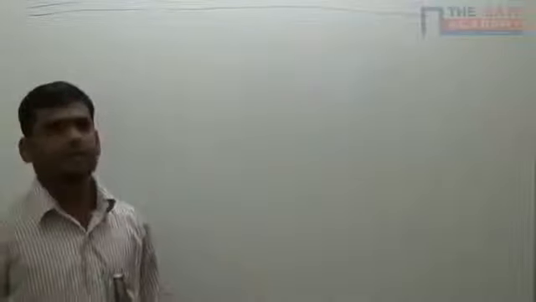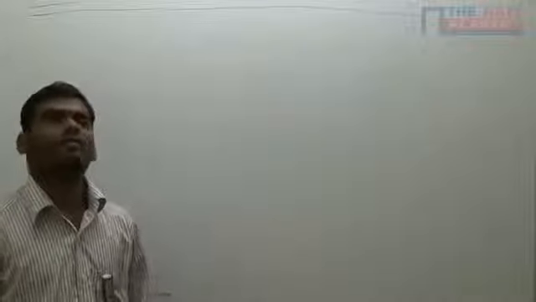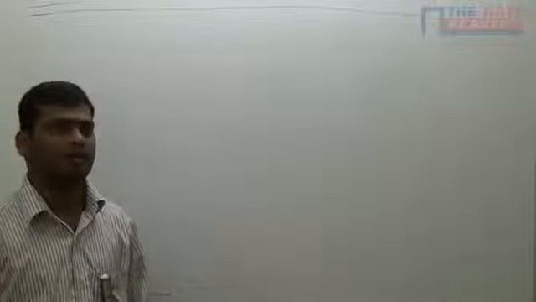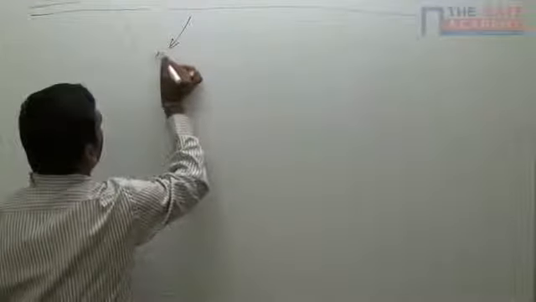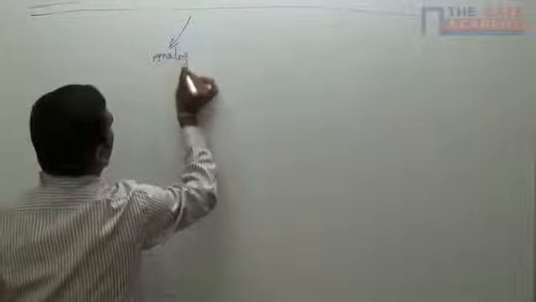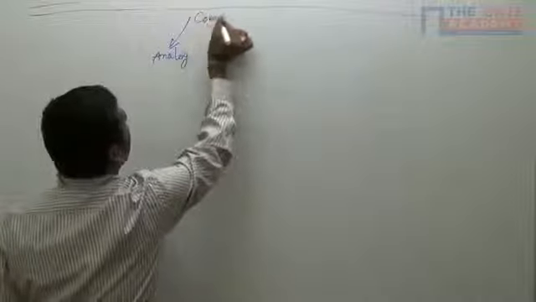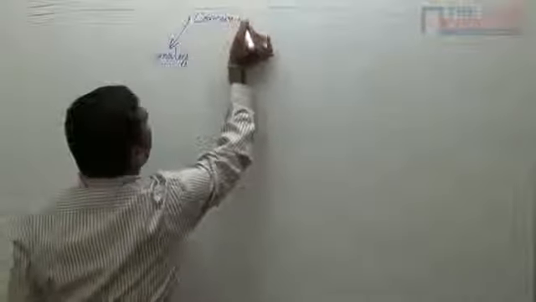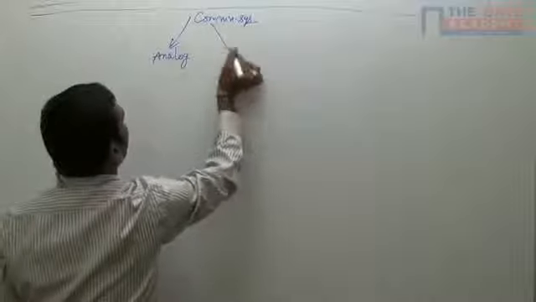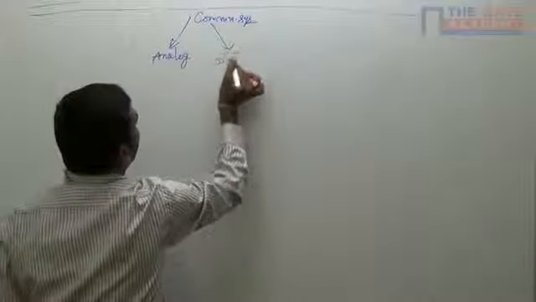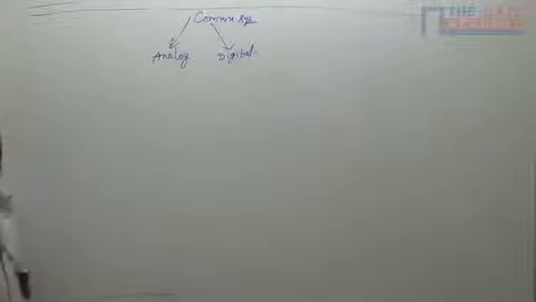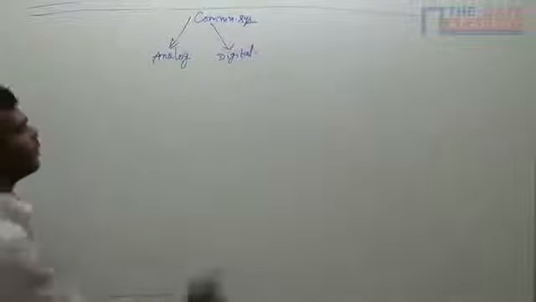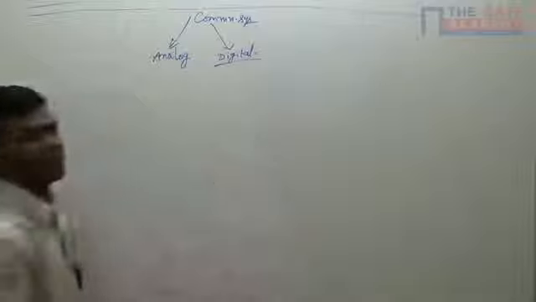Now we are going to discuss communication systems. These communication systems we can broadly divide into two parts. The one is analog communication systems, and the other is digital. So first we'll cover this analog communications part, and then we'll go for the digital communication part.